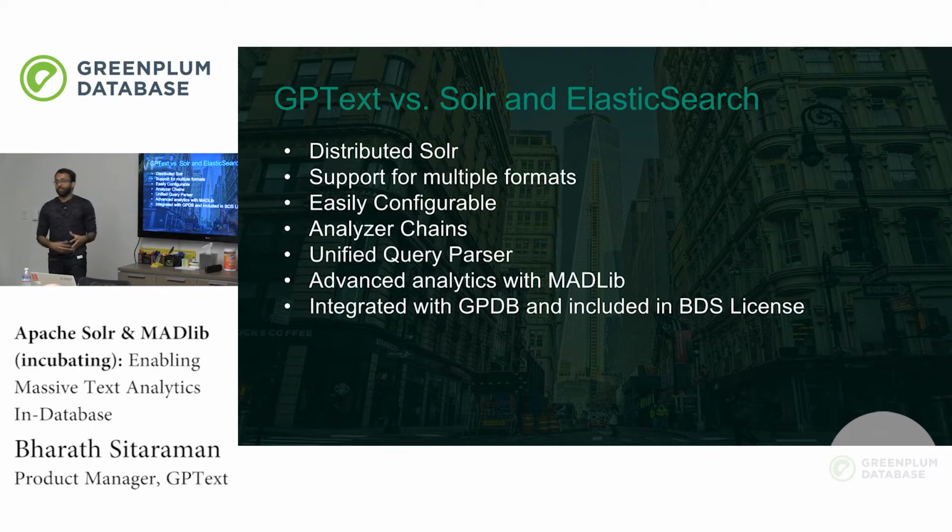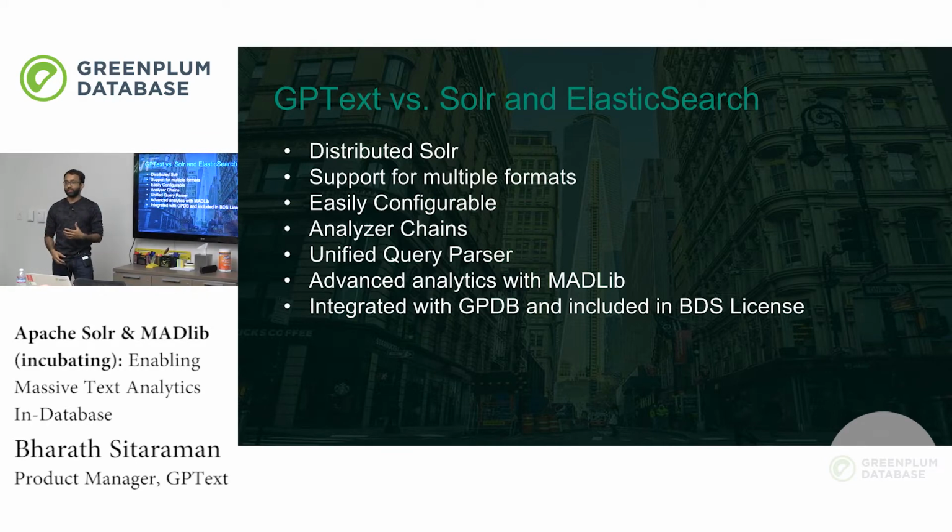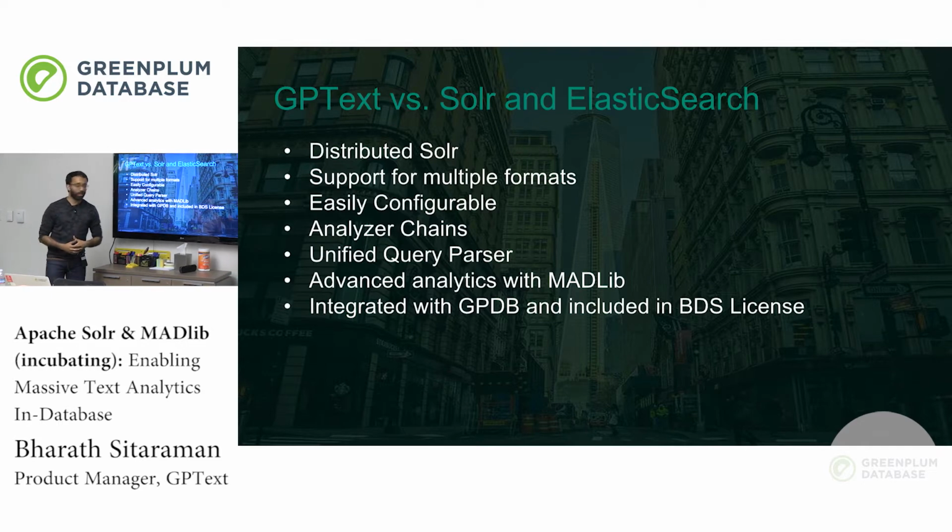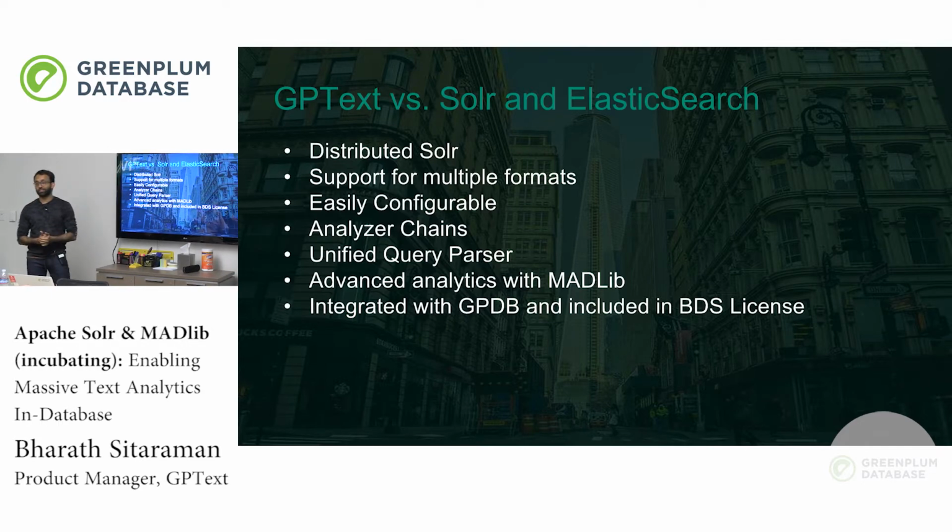So what are the advantages versus some of the leading search engines and search engine databases? In this case, Solr and Elasticsearch are number 1 and number 2. How does GPText fare against that? As you know, GPText is essentially taking Solr and putting it on top of GPDB. So we have a distributed version of Solr. We provide that high availability, and we provide the MPP architecture. So you get much faster results by leveraging GPDB.